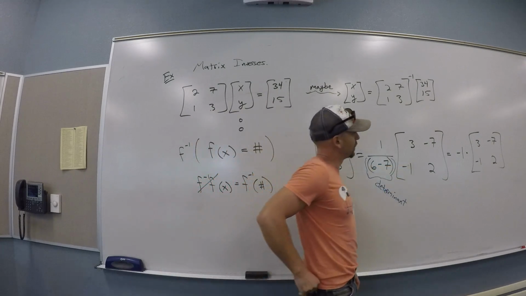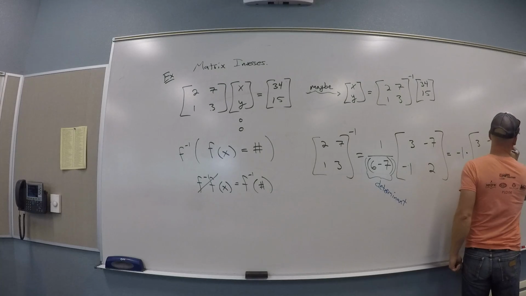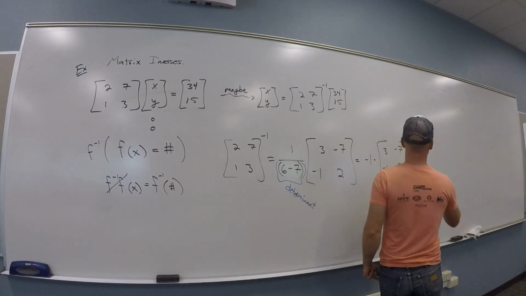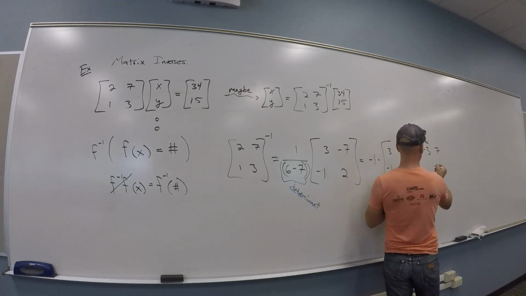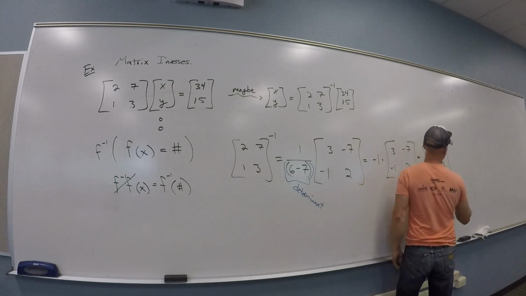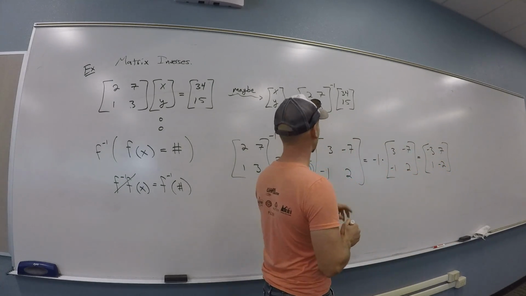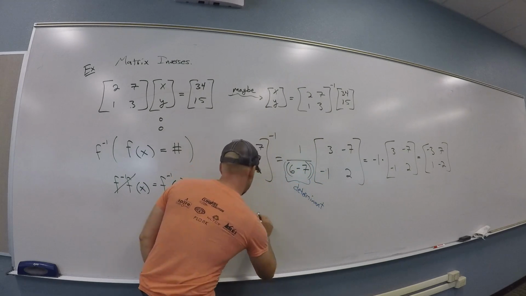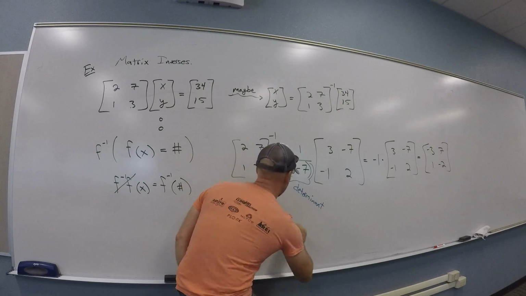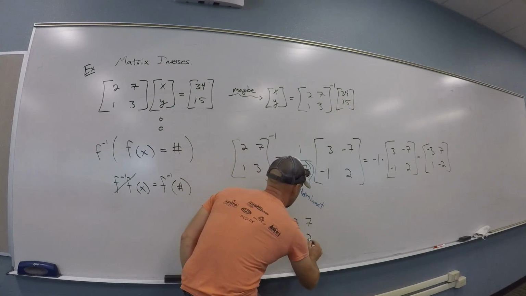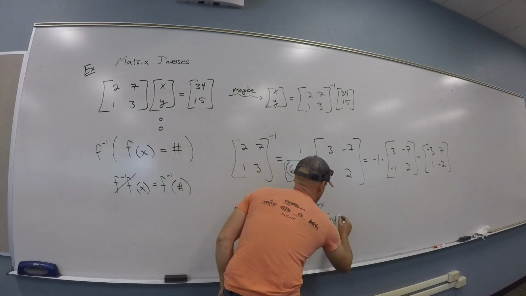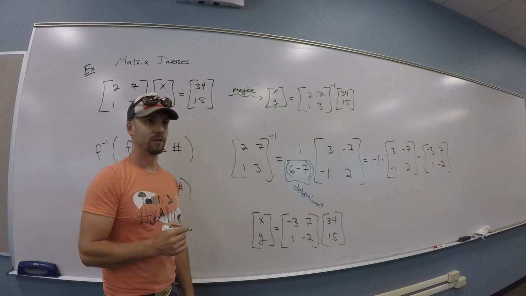Okay, so what's negative 1 times this matrix? What do you get here? Negative 3, 7, 1, negative 2. Okay. So, my claim from earlier is that xy should be negative 3, 7, 1, negative 2 times 34, 15. Okay, calculator time?